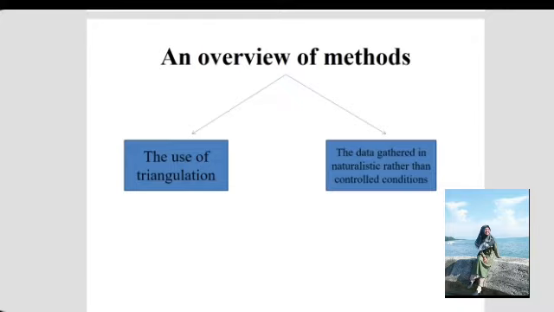For example, the researcher may use data from a questionnaire and then use data from the interview. And another feature of writing research is that it tends to favor data gathered in naturalistic rather than controlled conditions. Naturalistic condition is like classroom observation, while controlled condition is like using a questionnaire or interview to collect the data.